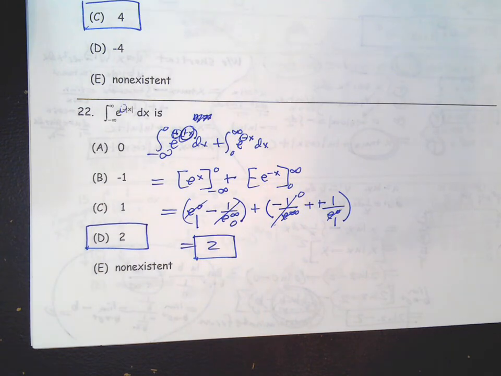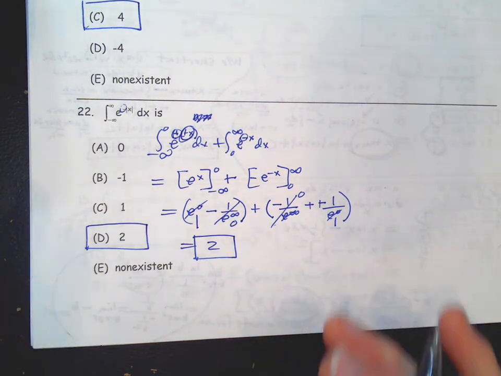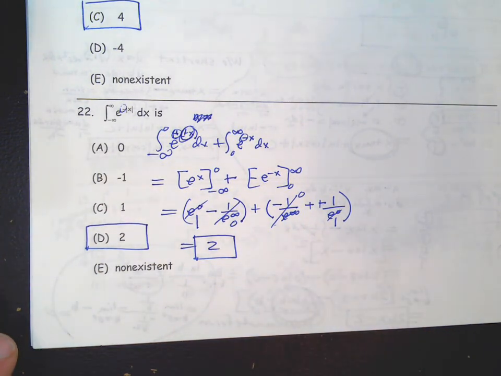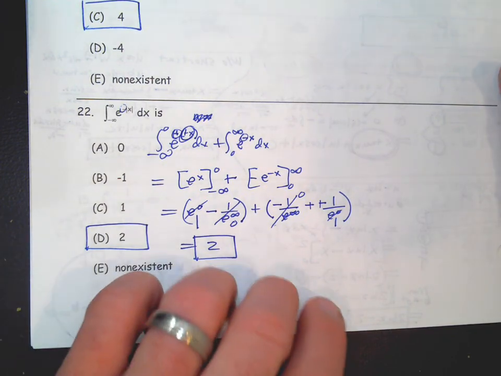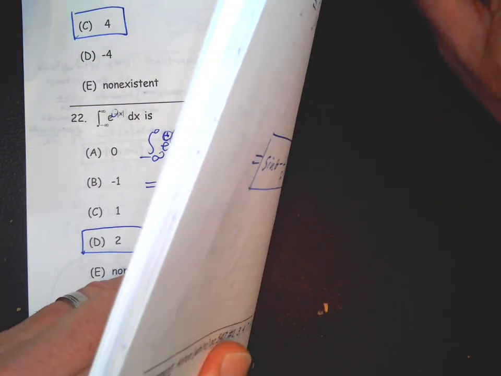So this is the work I show. This is the lazy work. This is the laziest way to show this. All right, that's it. Good practice.